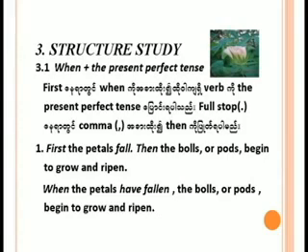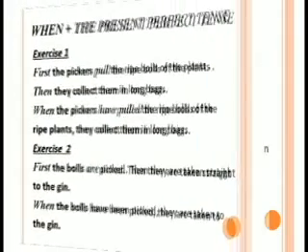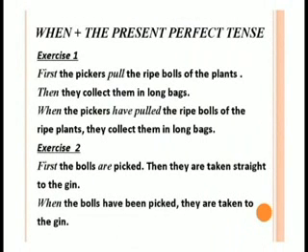pods grow and ripen. Let's look at exercise 1. The given sentence is: first the pickers pull the ripe bulbs of the plants, then they collect them in long beds. The correct answer is: when the pickers have pulled the ripe bulbs of the plants, they collect them in long beds.